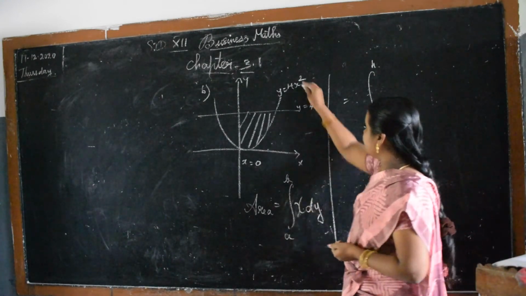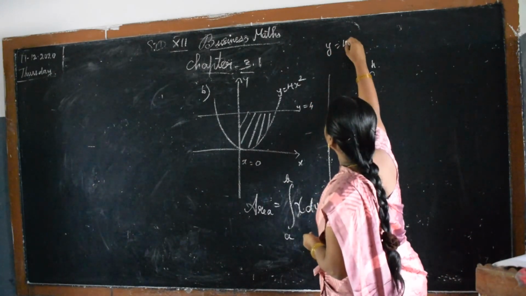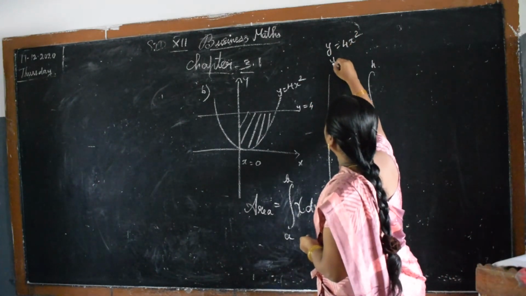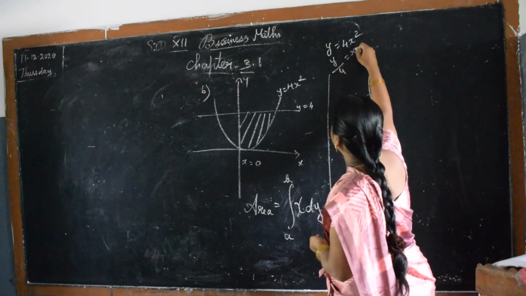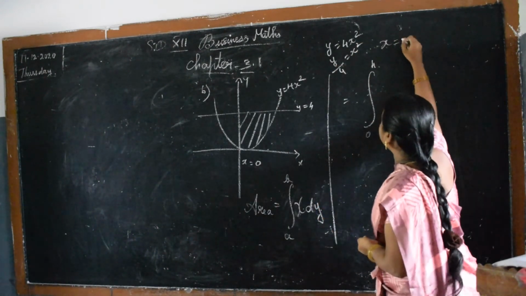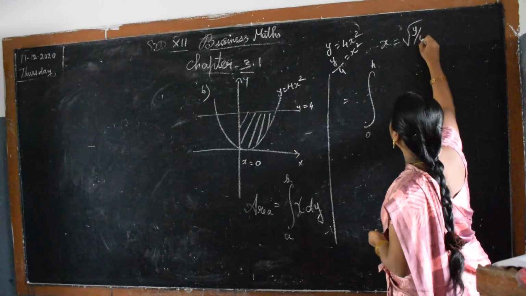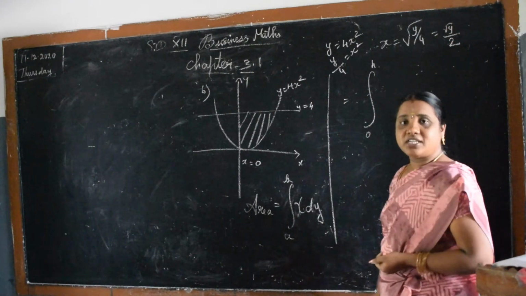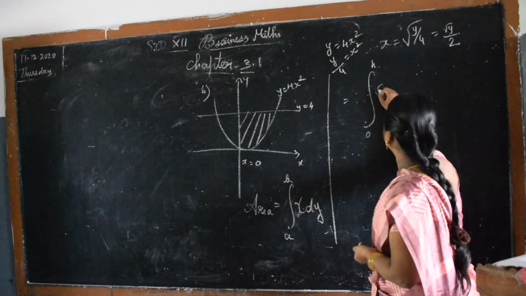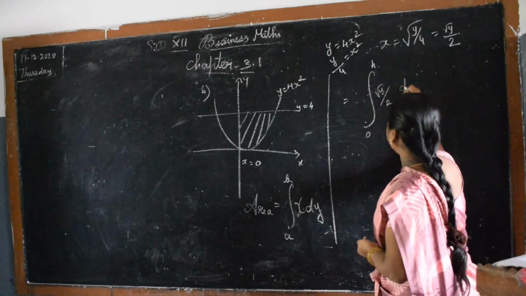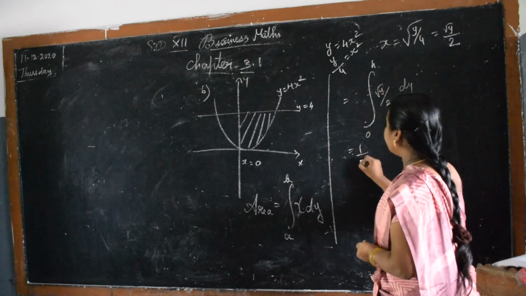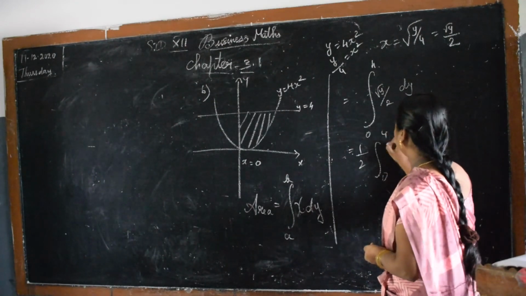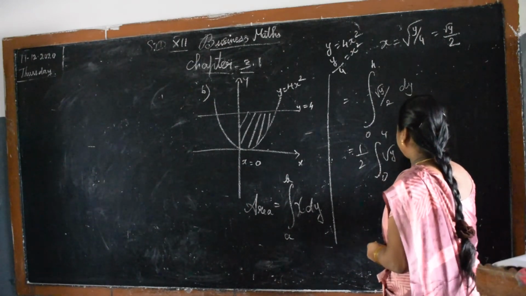So what value you have to substitute here? What is the value of x? See, y is equal to 4x square. Y by 4 is equal to x square. What is the value of x? Take root of y by 4. That means root y by 2. Have you understood? Now you substitute here root y by 2 dy. Take this half outside. 0 to 4 root y dy.